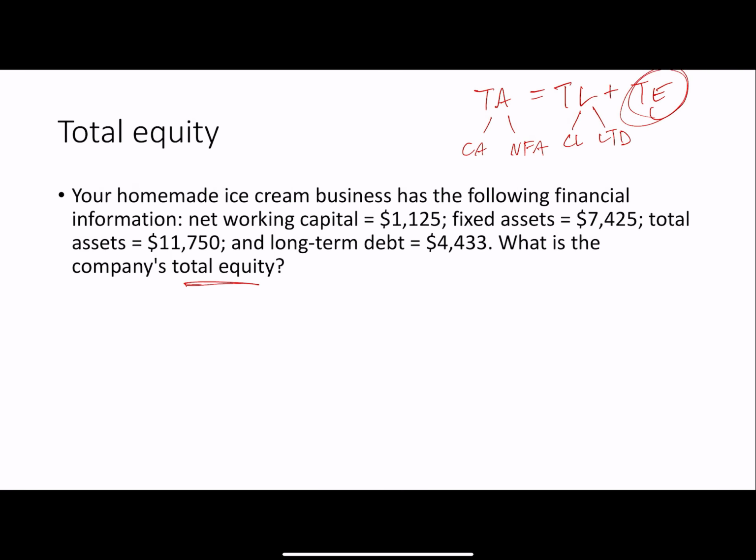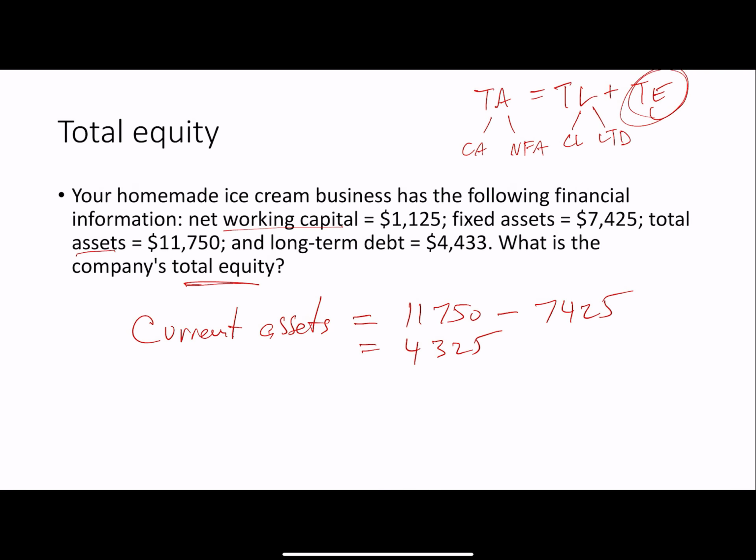Why don't we start with current assets? Because you can see what we're given is net working capital and total assets. Current assets is equal to total assets minus the net fixed assets. So total assets is $11,750 minus fixed assets, which is $7,425. That gives us current assets of $4,325.